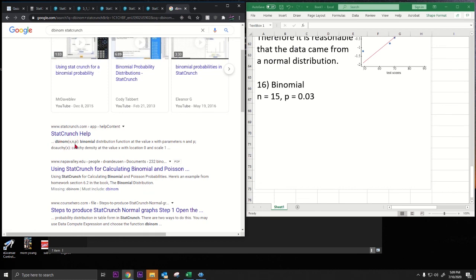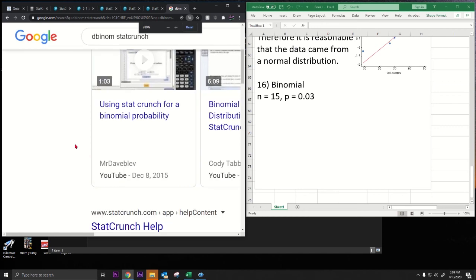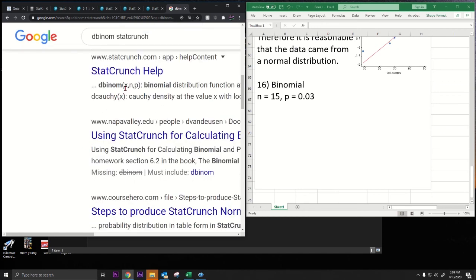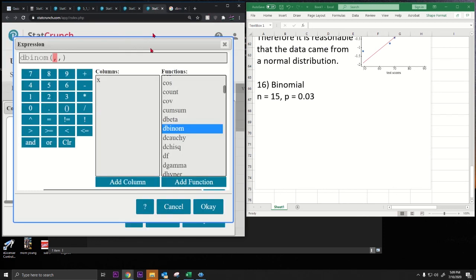I don't know if you can see that. Let me increase the font for you. See that? XNP. Those are the parameters. N and P go last. X goes first. So X is X, that's your sequence. I could have called that sequence. So X, then N, which is 15, and then P was 0.03.